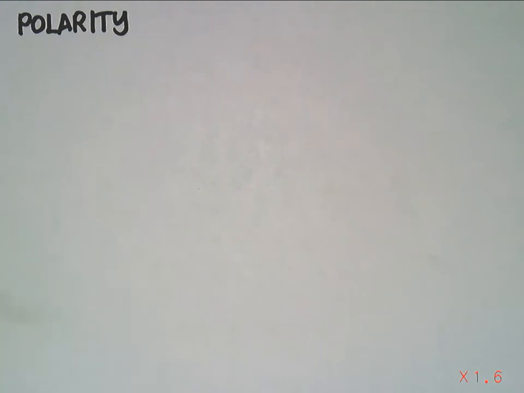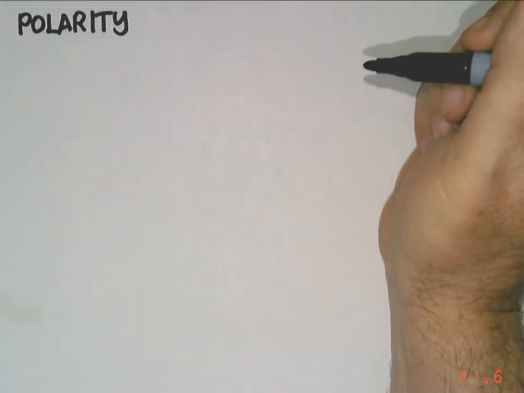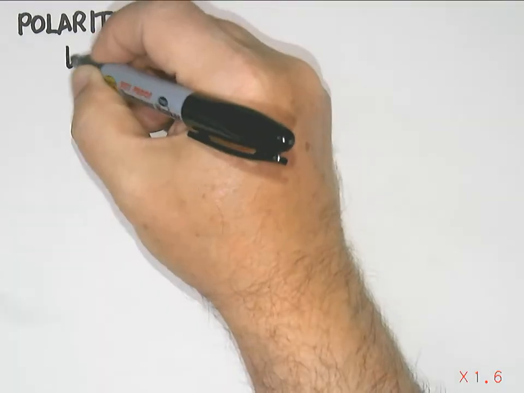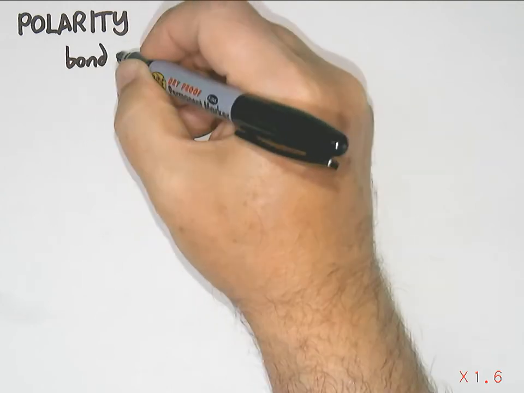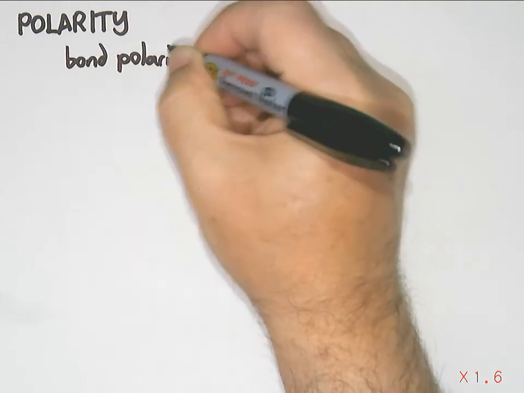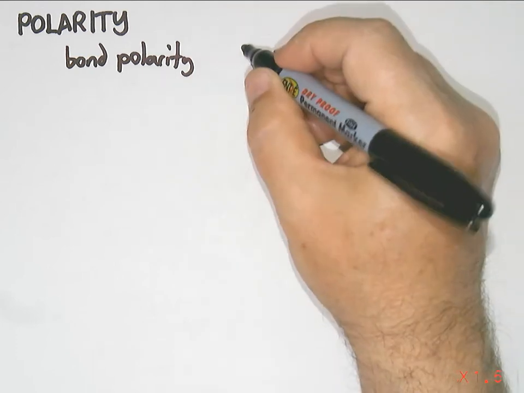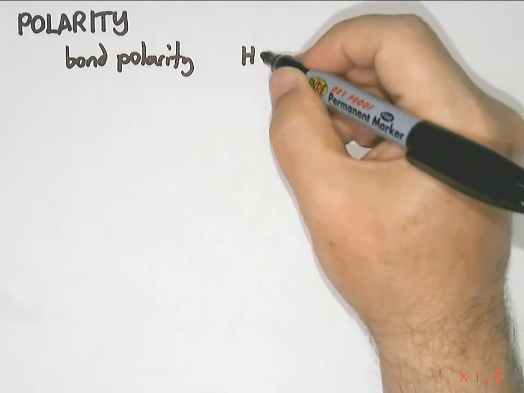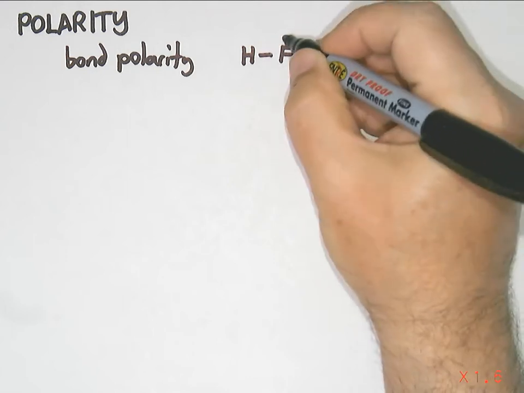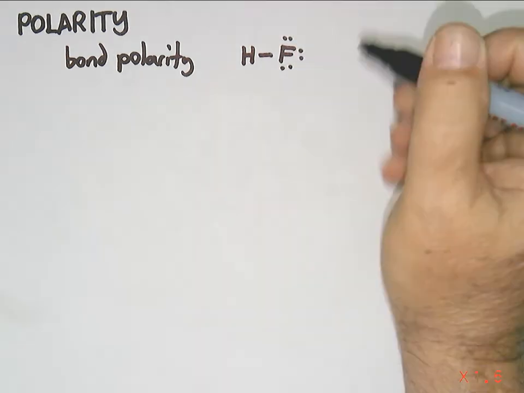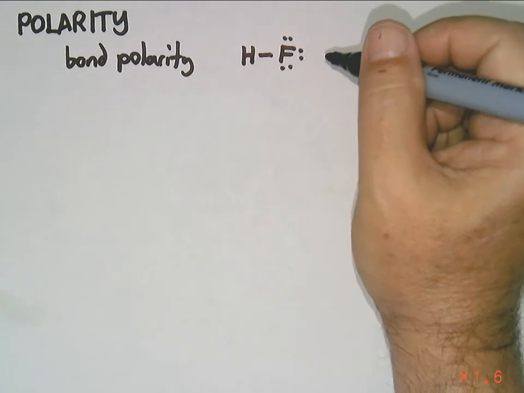Another reason that we care about the shapes of molecules is to be able to understand whether a substance is polar or not. Now, we've talked already about bond polarity. Let's review that a little bit. When you've got two atoms that are bonded together, here's the Lewis structure for hydrofluoric acid.